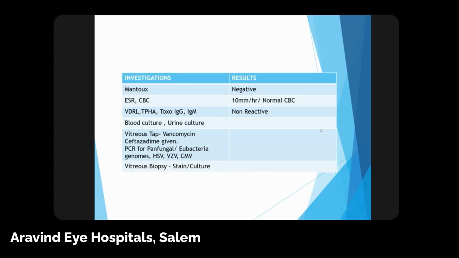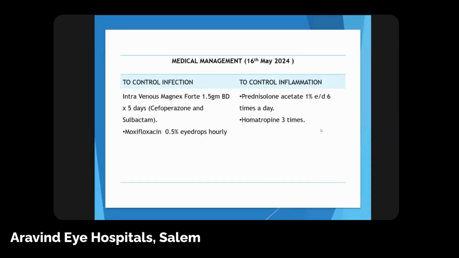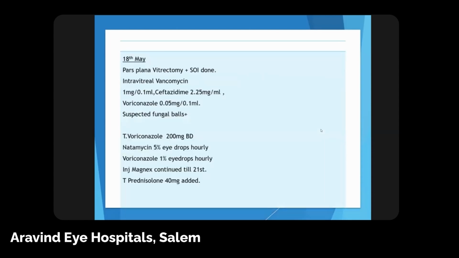Toxoserology was sent, and from the vitreous tap, we sent eubacterial, panfungal, and all the viral genomes, and MTB genomes for PCR, and culture was also done. So the patient was started on injection Magnex, which is a combination of ceftriaxone and sulbactam, a broad spectrum antibiotic, and topical steroid and topical antibiotic. On the second day, the patient was taken for a vitrectomy. Patient was given ceftriaxone and vancomycin.